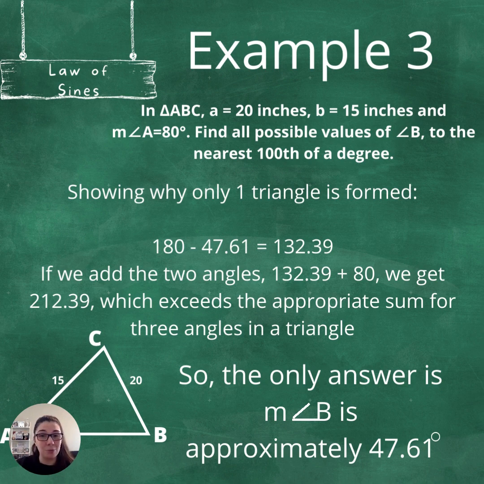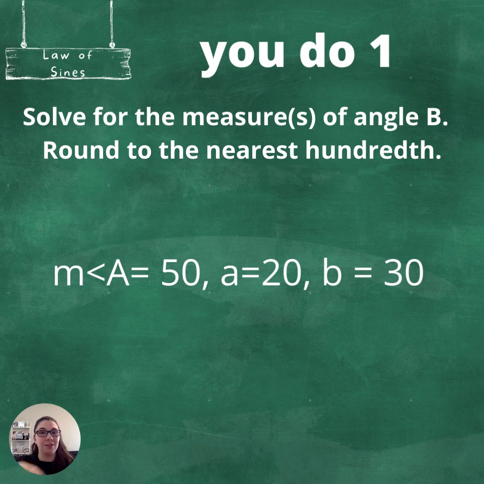So here's you-do number 1. I'd like you to solve for the measure or measures of angle B. And I'd like you to round your answer to the nearest hundredth. So remember, that's 2 decimals. And just a reminder, your calculator should be in degree mode.